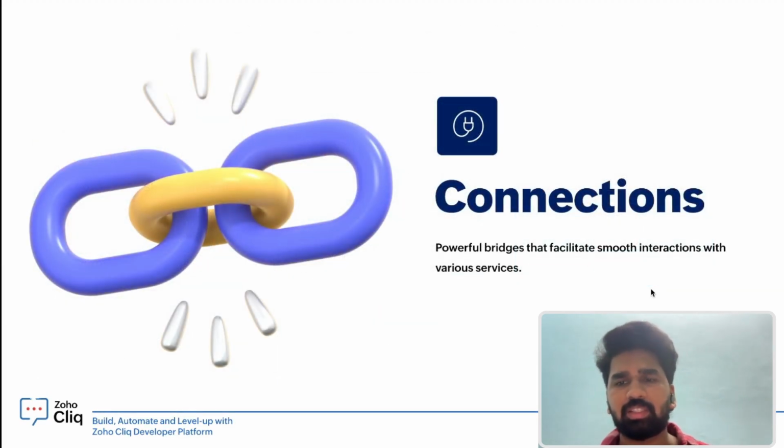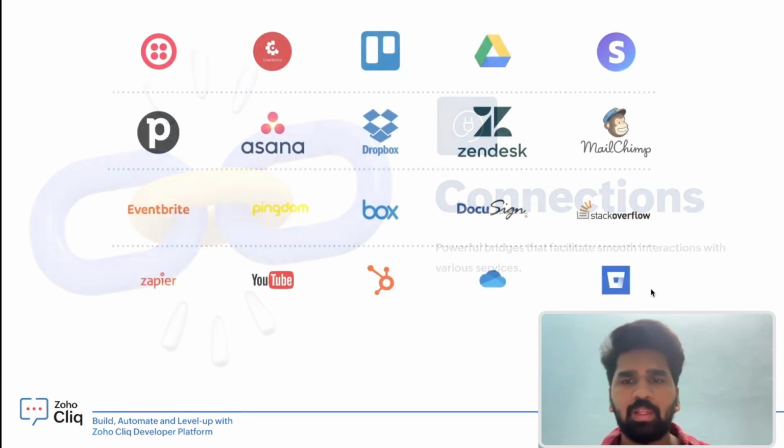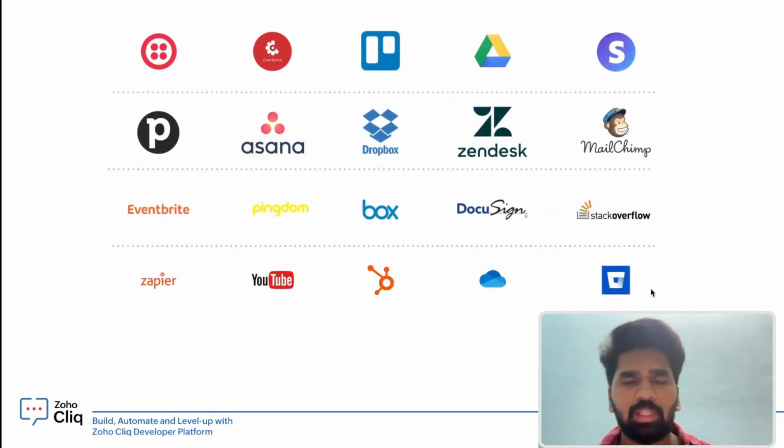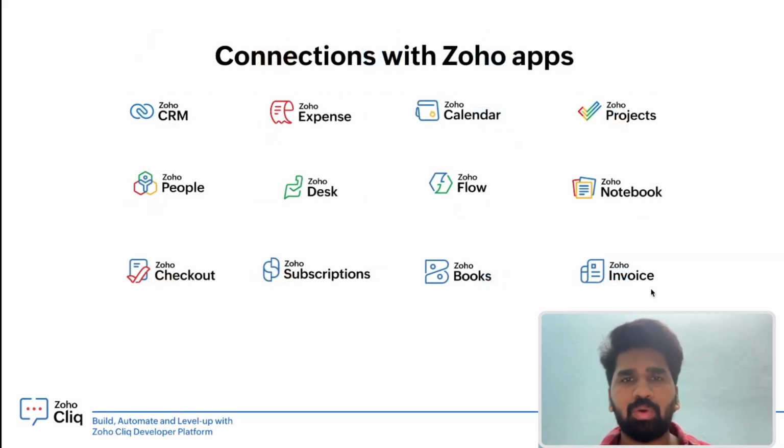So let's start with connections. Connections are bridges that link Cliq with external services securely. They allow your workflows to access, fetch, and send data to other platforms without writing any complex authentication code each and every time. So Zoho Cliq supports multiple third-party connectors like Google Drive, Stripe, Trello, Pingdom, Eventbrite, and more. You can also connect other Zoho applications like CRM, Zoho Calendar, Expense, People, Zoho Desk, all with Zoho Cliq connections.